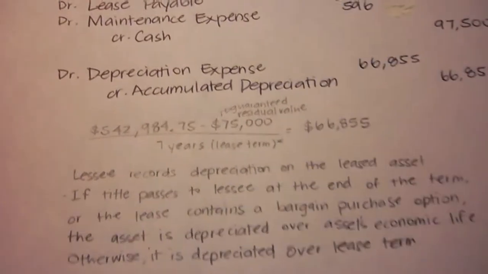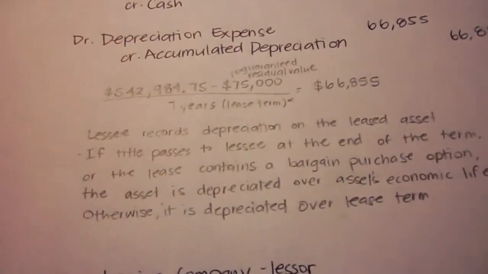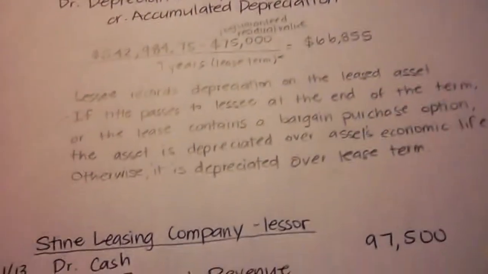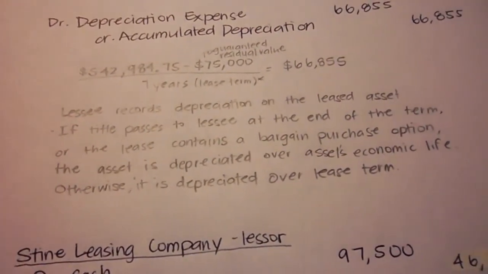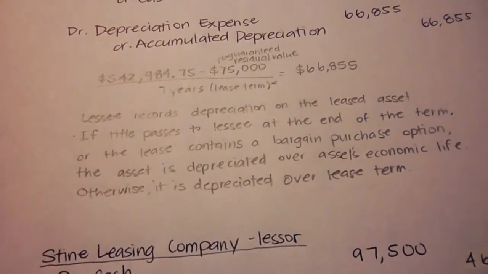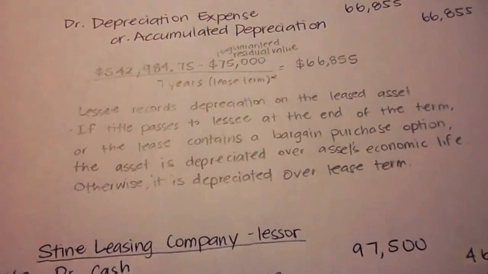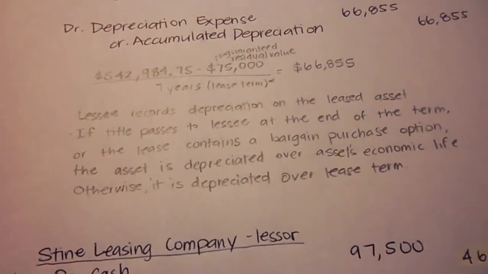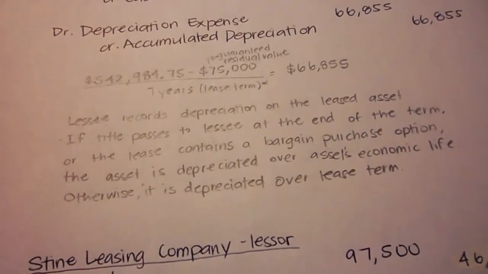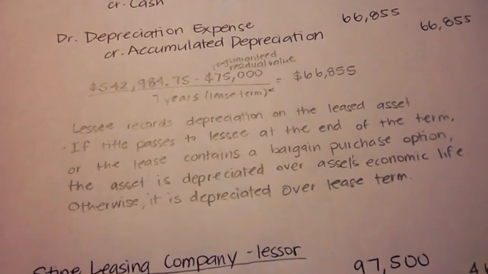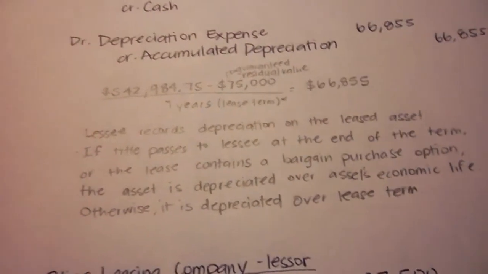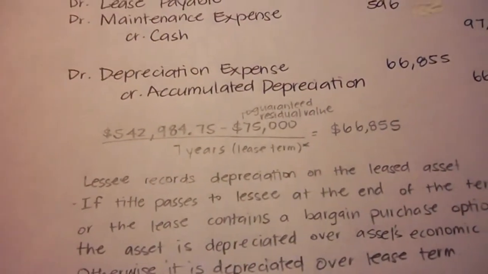They use straight line depreciation, and in order to determine whether to use the lease term or the economic life of the asset, the general rule is the lessee records the depreciation on the leased asset. If the title passes to the lessee at the end of the term, or the lease contains a bargain purchase option, the asset is depreciated over the asset's economic life. Otherwise, it is depreciated over the lease term. There is no bargain purchase option, and it doesn't say whether the title passes to the lessee, so we use the lease term of 7 years.